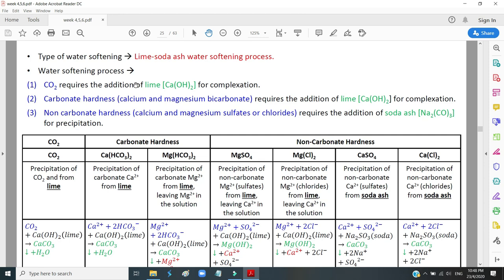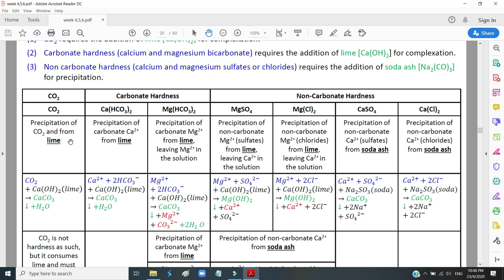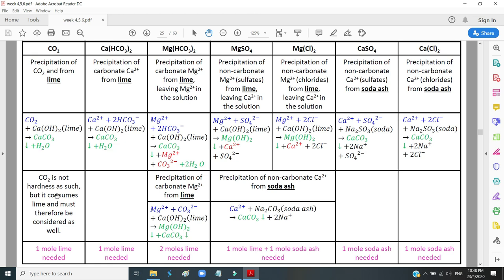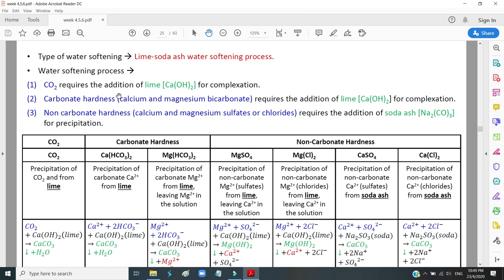So for the first one, carbon dioxide, we can actually remove it using lime, because lime plus carbon dioxide we can get calcium carbonate. Carbon dioxide does not really contribute to the hardness, but it consumes lime and must therefore be considered as well. We need to calculate correctly, because we need the correct amount of lime to neutralize the carbonate hardness. If the lime is all used for carbon dioxide and we didn't calculate for carbon dioxide, there will not be any lime left for the carbonate hardness.